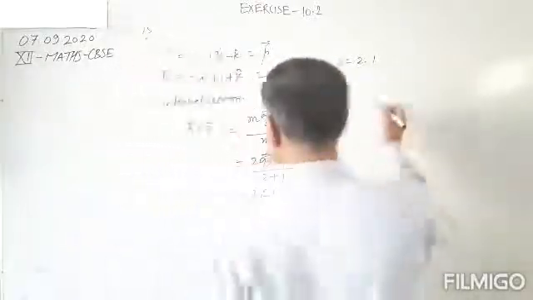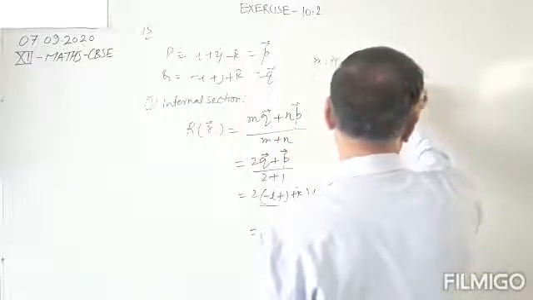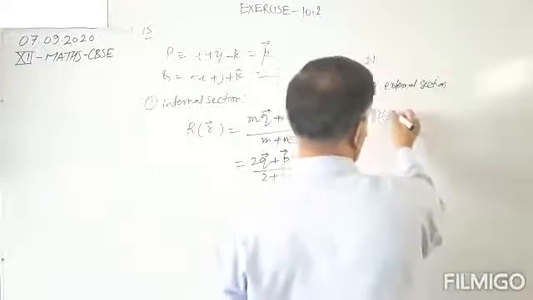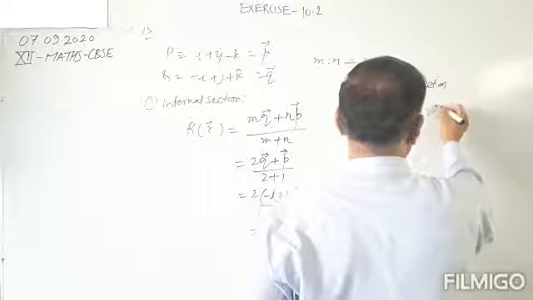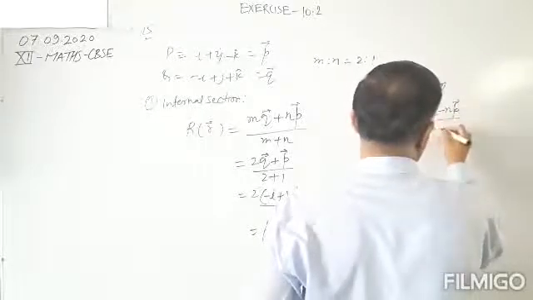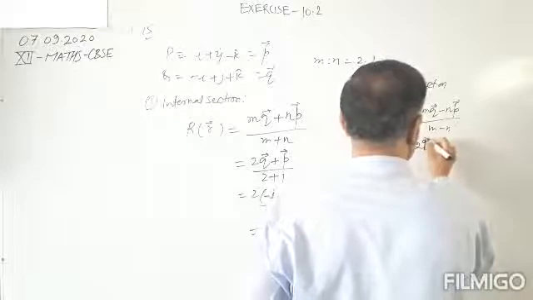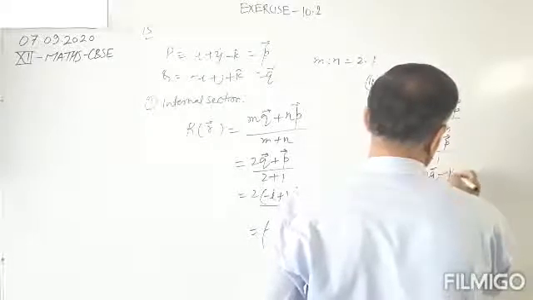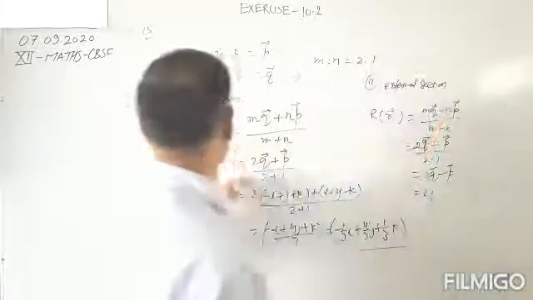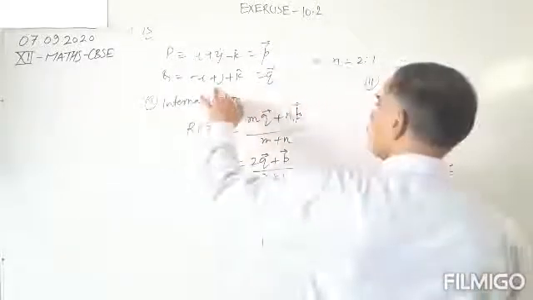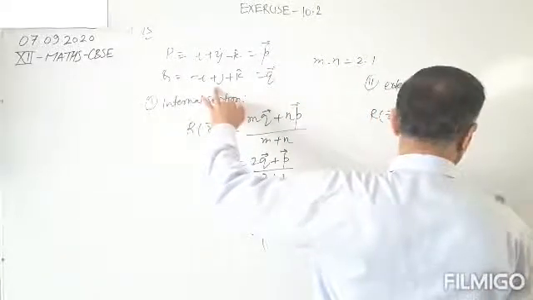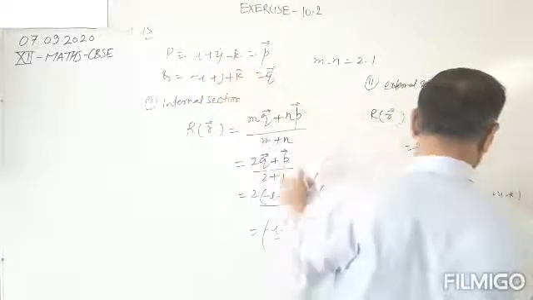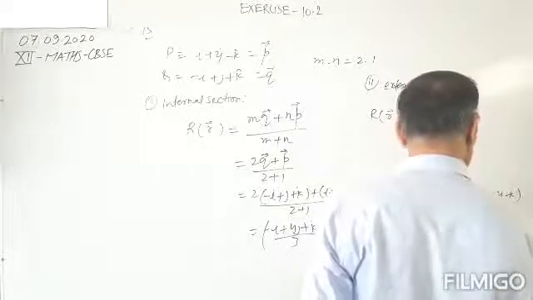Okay, the second one is the external section. In the external section, the position vector of R is given by (n Q vector minus m P vector) divided by (m minus n), which equals (2Q vector minus P vector) divided by (2 minus 1), which equals 2Q vector minus P vector. 2 into Q vector is minus i cap plus j cap plus k cap, minus P, that is i cap plus 2j cap minus k cap, and this is equal to minus 2i.